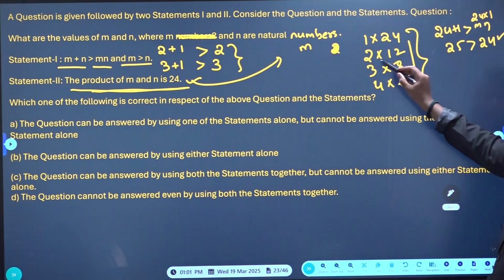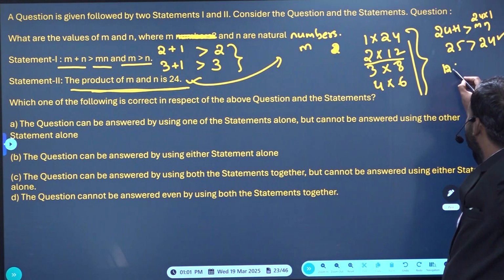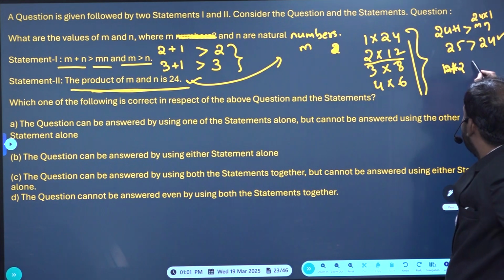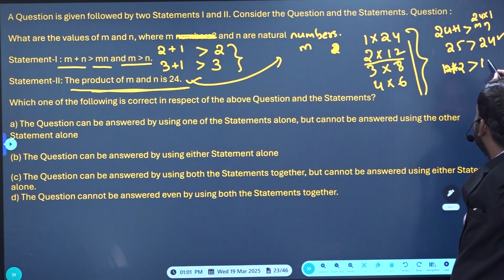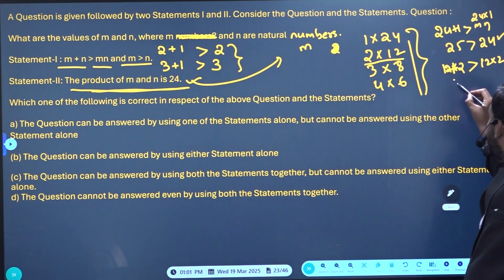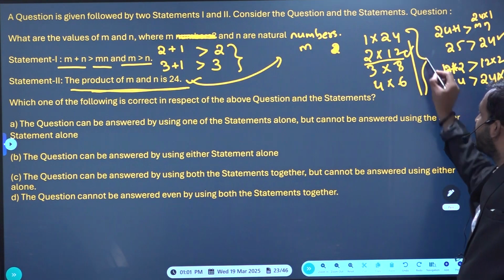Next, if I take 12 and 2. So 12 into 2. Sorry, 12 plus 2. 12 plus 2 is greater than 12 into 2. 12 plus 2 is what for me? 14. Is 14 greater than 24? No. So I cannot take 12 and 2.